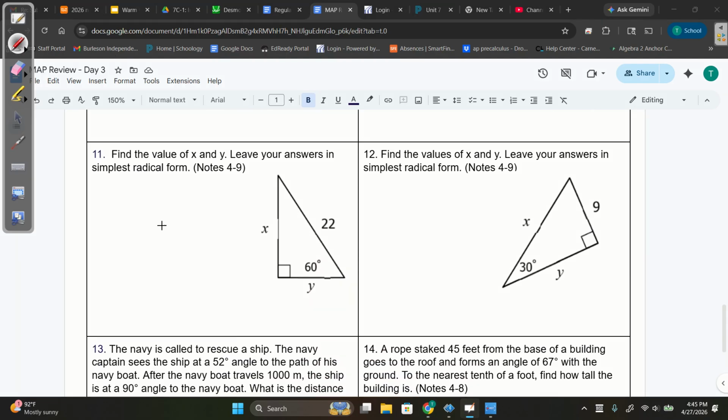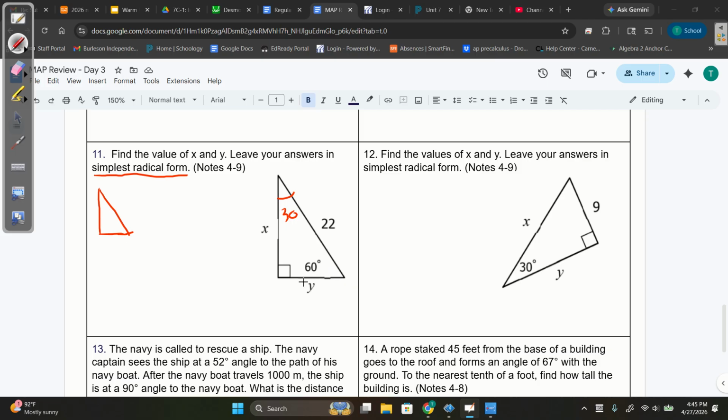11 says, find the value of x and y, leave your answers in simplest radical form. Now I know I just said we could use SOHCAHTOA here, and I'm not wrong, but to answer the question the best way, it wants it in simplest radical form. And SOHCAHTOA would give us the answer, but in decimal form, not radical form. So, in order to properly answer the question accurately, we need to consider this just like we did number 7. This is going to be a 30, 60, 90 triangle.